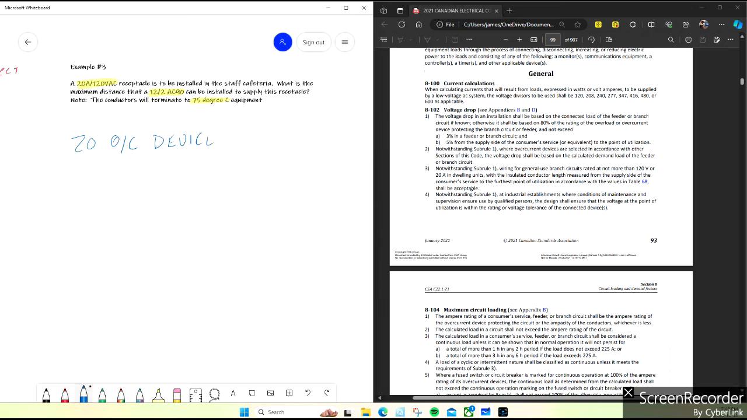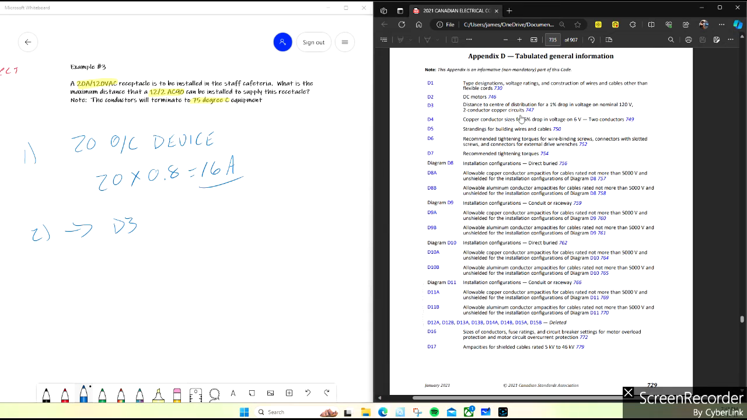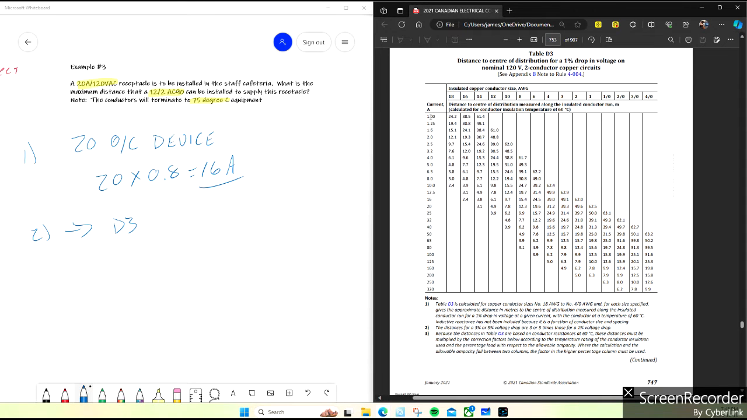Okay? And because we don't know what is going to be on there, we need to use 80% of that. So 20 times 0.8 will give you 16 amps. This is the value that we're going to use for our voltage drop calculation. So really that's your first step: find out what value you're going to use. Second step, we're going to go to D3, Appendix D, D3. I know that my current is 16 amps, and we just happen to have that as an option. Again, if it wasn't there, you just round up to the next one.